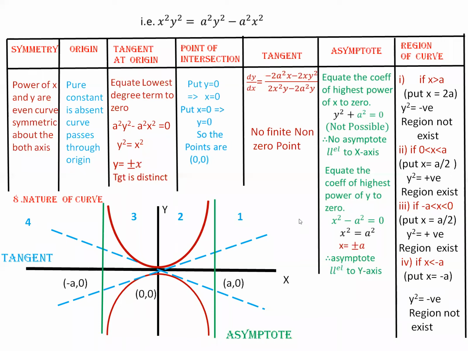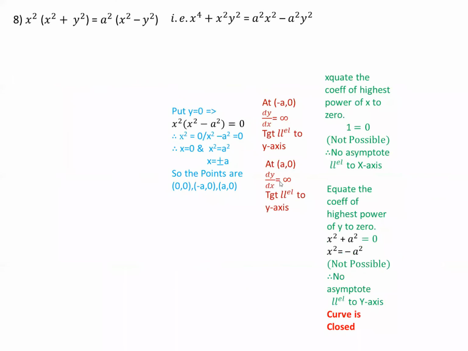Okay, now one last example we are taking of Cartesian curve. Thereafter we are going to start the next part of this chapter, that is tracing of parametric curves. So here it is the last example of Cartesian curve. Trace the curve x square into bracket x square plus y square equals a square into bracket x square minus y square.